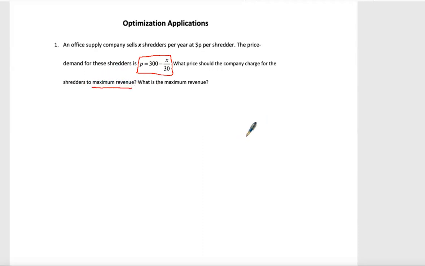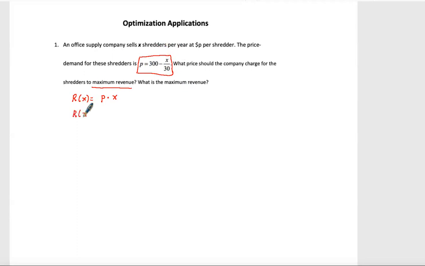If we want to maximize the revenue function, that means we have to find the revenue function. Remember, revenue is equal to the number of items times the price per item. In this case, the number of items is X and the price per item is P. So we just multiply P times X, the price times the number of items.